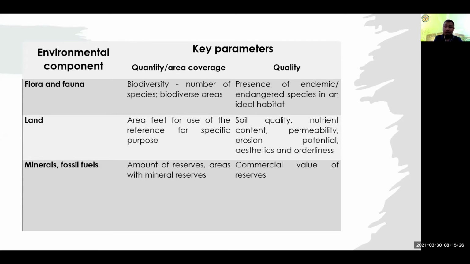Next, we have the minerals and fossil fuels. For the quantity or area coverage, we are identifying the amount of reserves or areas with mineral reserves. To check for the quality, we are looking into the commercial value of these reserves.